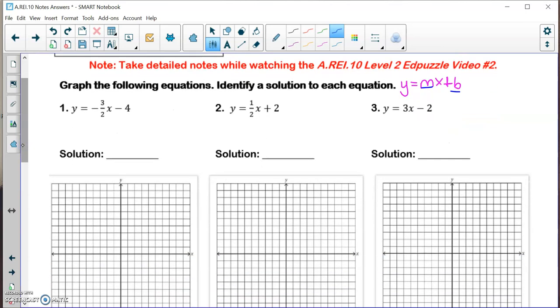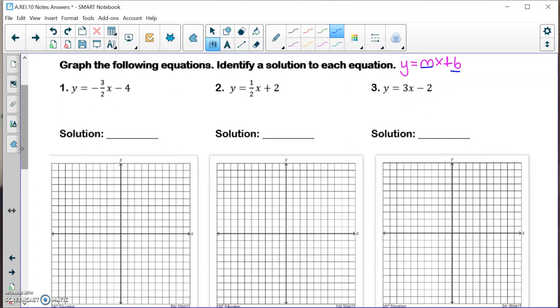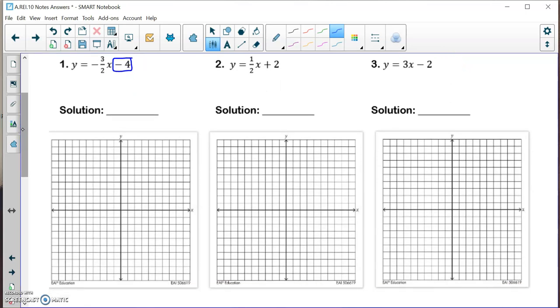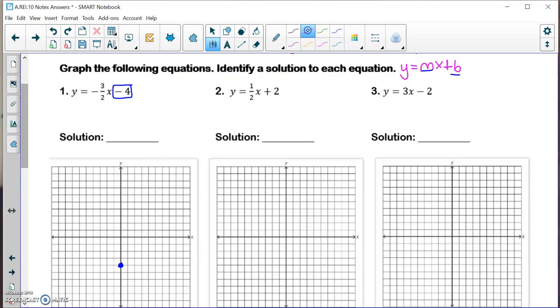When graphing an equation in slope-intercept form, you start with your y-intercept. So, in number 1, my y-intercept is -4. I'm going to plot that point -4 on my y-axis. That's right here. And then, from that point, we use our slope and we graph our rise over our run.